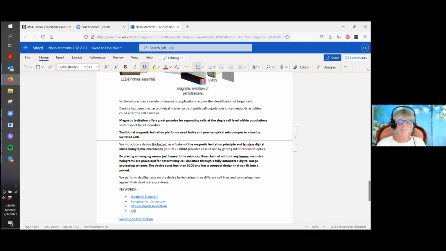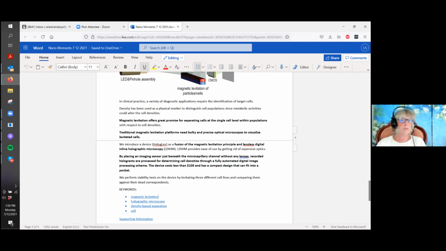So getting back to the journal: by placing an imaging sensor just beneath the microcapillary channel without any lenses, recorded holograms are processed for determining cell density through a fully automated digital image processing scheme. Anytime they use the word scheme, I don't like it. The device costs less than $100 and has a compact design that can fit into any pocketbook. We perform a viability test on this device by levitating 3 different cell lines and comparing them against their dead correspondence. So they're comparing this levitation: can they levitate equally as well with live cells? They gave out all the different cell lines, and I didn't bore you with that. And then compared it with the dead cells from those to see if it still had levitation capabilities.